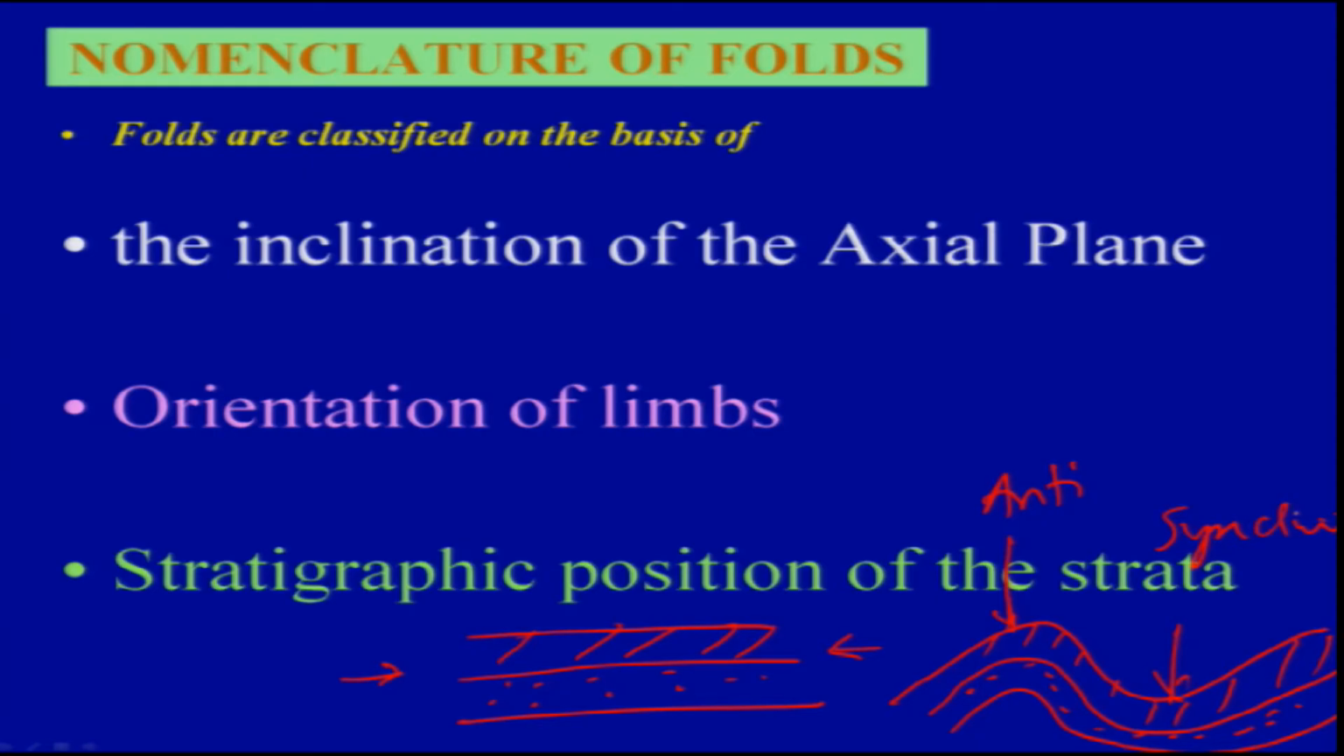So, for the classification, you have to remember that it depends on the inclination of the axial plane, the orientation of the limb, and of course, the stratigraphic position. Now, the stratigraphic position is the thumb rule: the layer which was deposited first in the stratigraphic order will be older, and the capping one will be younger. Here, this one is younger and this one is older. You have to keep this in mind.